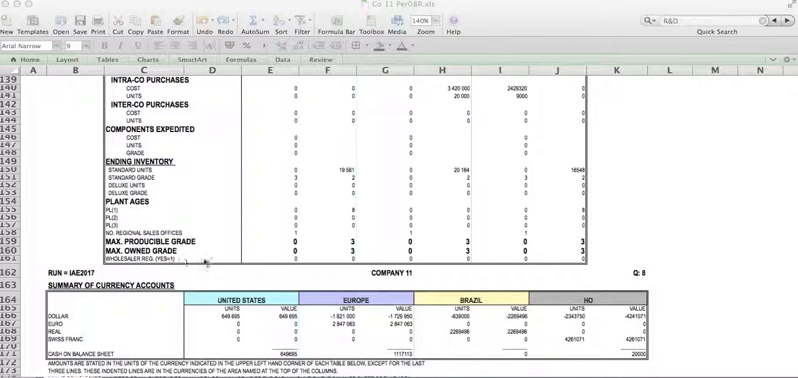Wholesaler registration, you are a wholesaler when this line will include 1 instead of zeros. So unless you're a wholesaler, of course, you won't be able to sell with the same rights, the same benefits, the same privileges as a wholesaler. But of course, as a wholesaler, you also have constraints because you are not allowed to own any plants in the area. So that's it.